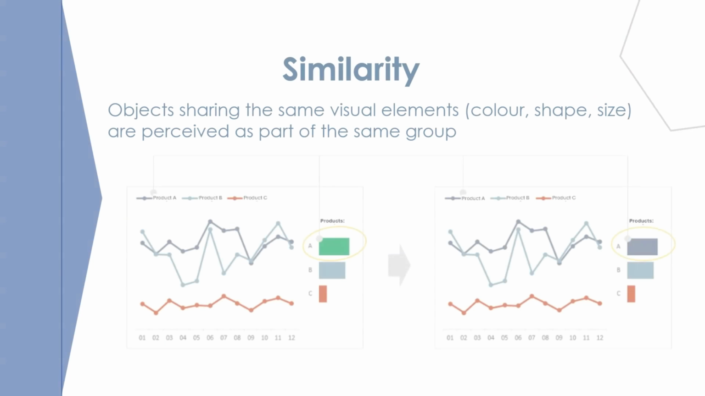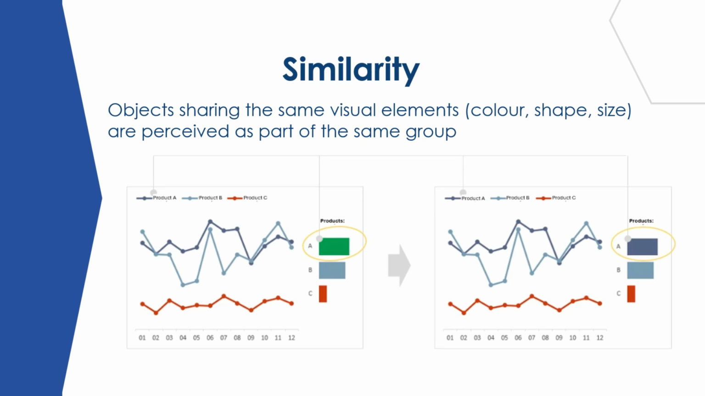The next principle that we're going to discuss is similarity. And on the left, you can see an example of data visualization that violates this principle. So it's presenting product A in dark blue in the line chart, and it's presenting the same product in green in the bar chart. So this violates the principle of similarity. And when your audience looks at this chart, they cannot immediately understand that you are talking about the same product in those 2 different charts.